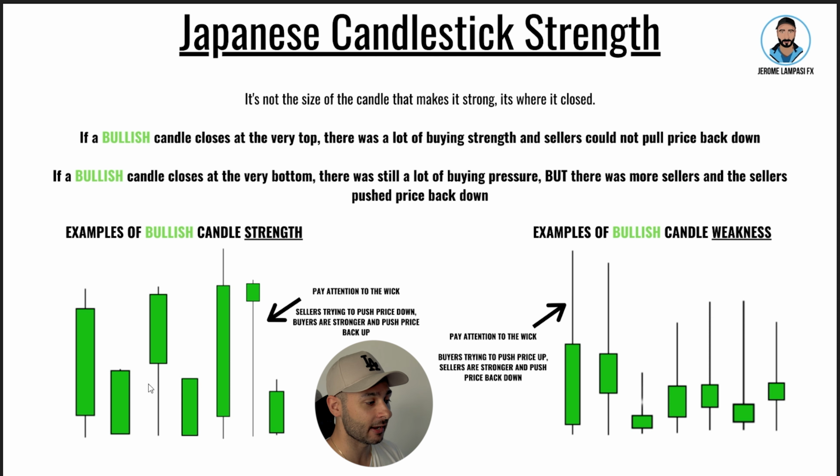So the examples on the left are strong bullish candles. Pay attention to the wicks. Sellers try to push price down, but buyers are stronger and push price back up, resulting in bullish strength, buying pressure. So the bulls are in control.